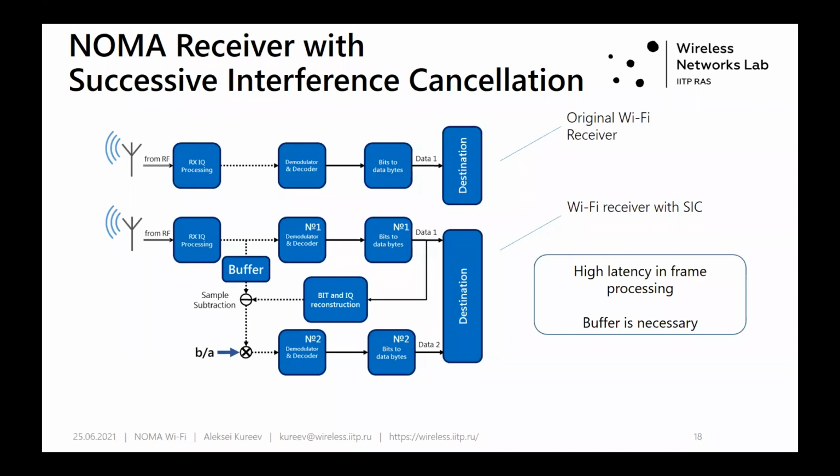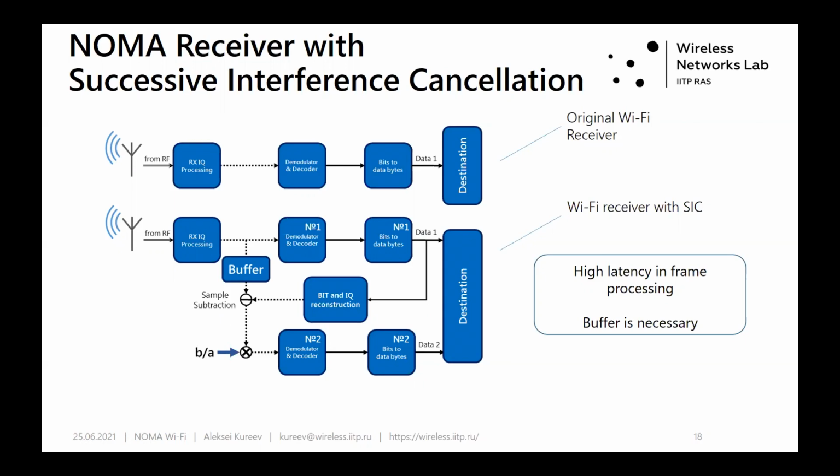And the second problem is that for correct successive interference cancellation, we need to restore all the bits which we received from the original primary frame. We need to reconstruct them into IQ samples again and subtract them from the buffered signal. And here we can see the great latency, because the overall duration of signal reception can be twice higher than the original signal reception.